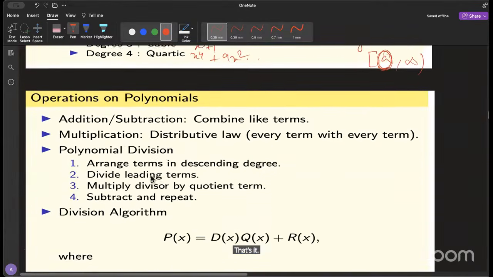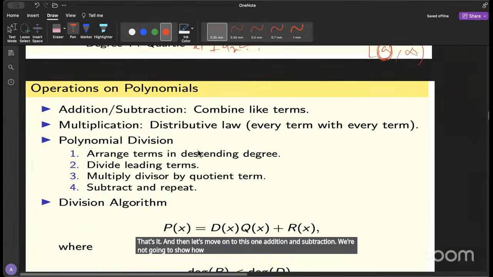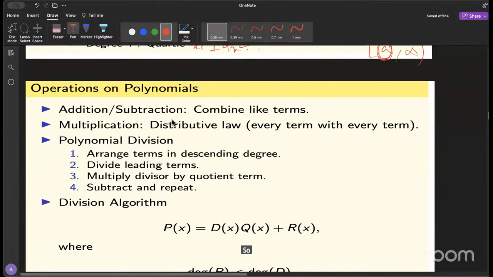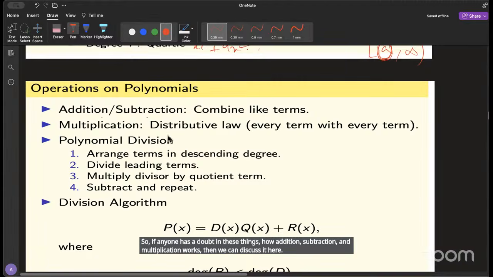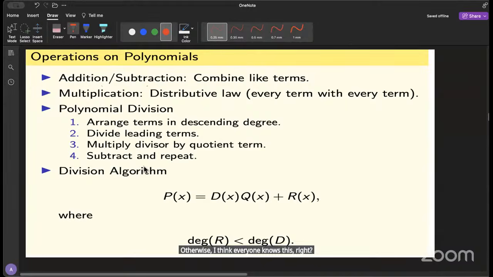And then let's move on to this one. Addition and subtraction. We're not going to show how addition and subtraction works. So if anyone has a doubt in these things, how addition, subtraction, and multiplication works, then we can discuss it here. Otherwise, I think everyone knows this, right? Yes, ma'am.